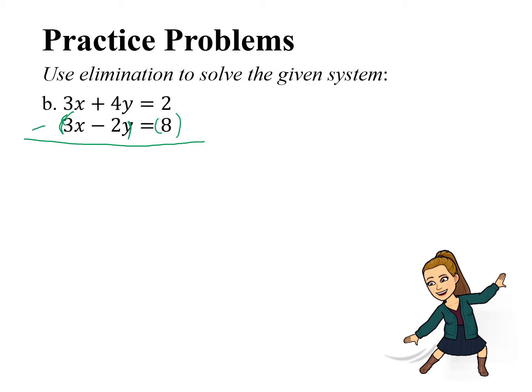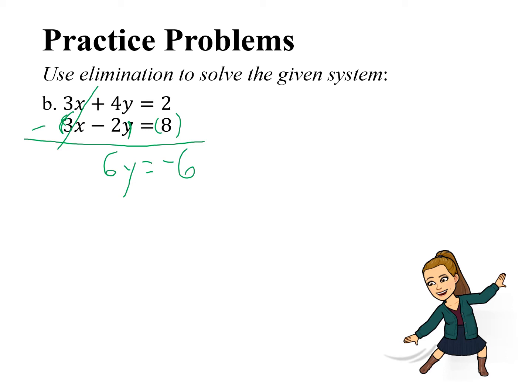When I'm subtracting, I need to remember that I need to subtract each piece. So I have 3x, and I'm going to take away 3x. Well, that's going to go away. I have 4y. I need to take away a negative 2y. Well, minus a negative is really the same thing as addition, so I get 6y. And 2 minus 8 gives me a negative 6.